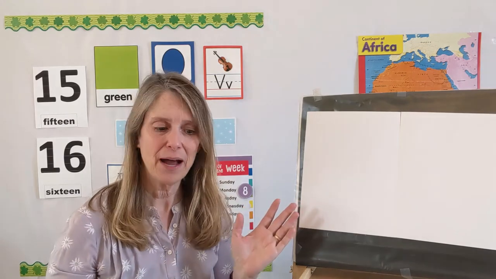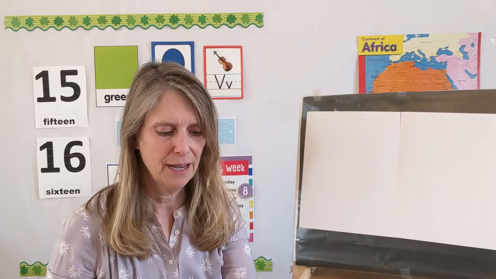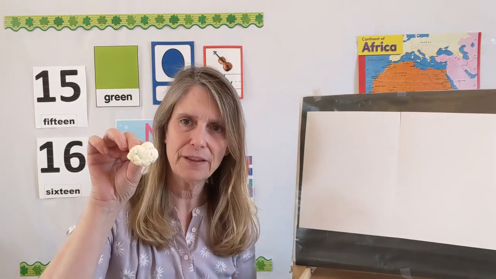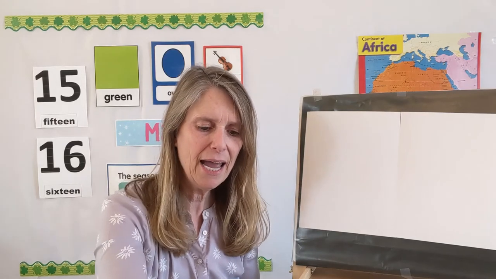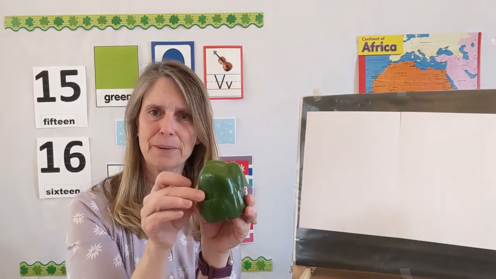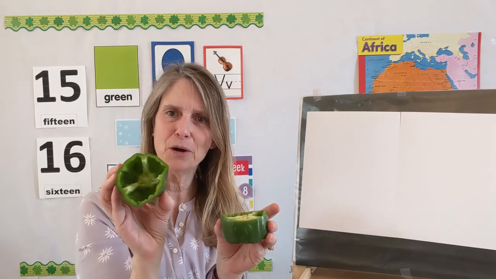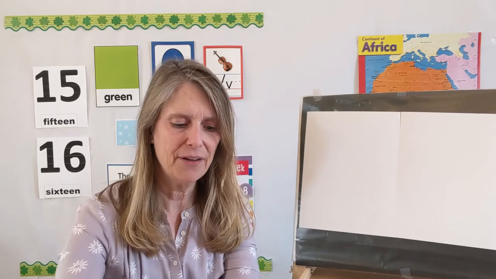You want to see what I have? I have, oh, just like in our picture, broccoli. And I have got just a little cauliflower guy, but it's nice because it's just got a nice handle for me to hold. I have, anybody know what this guy is? This is a green pepper that I have cut open, and I'm going to use this part of it to paint.